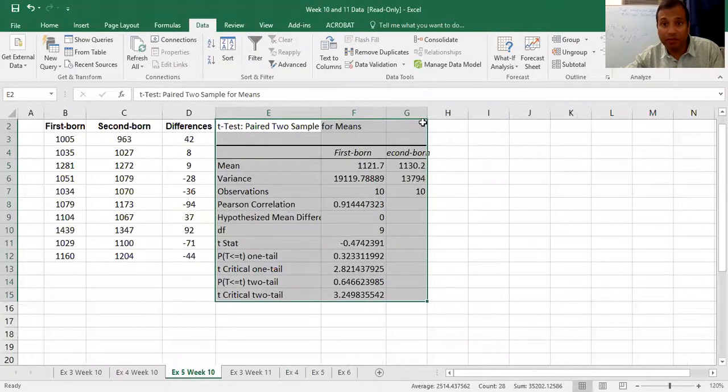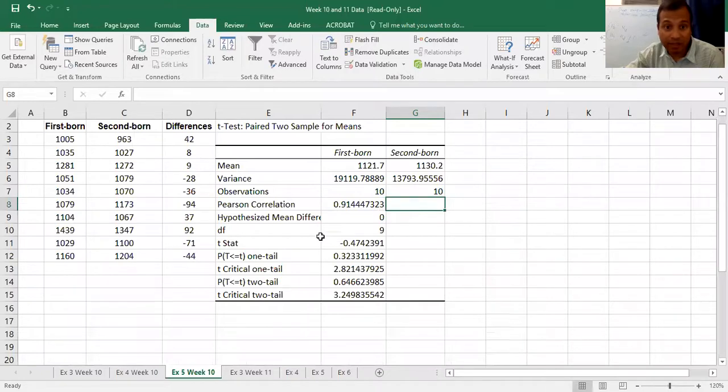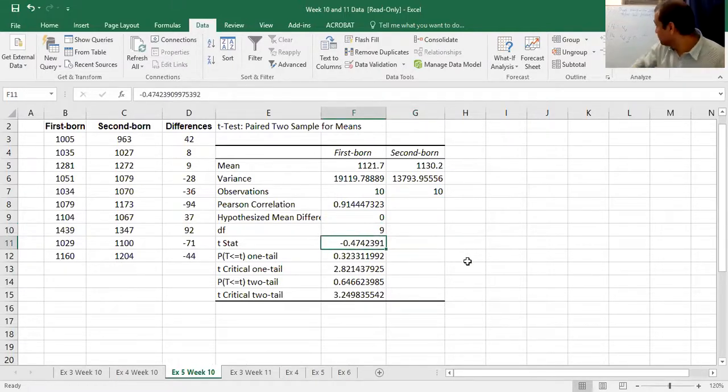The result is in front of you. First-born and second-born: mean value and variance are given, observations 10 and 10. What is the degree of freedom? Yes, it's 9, less than 10 plus 10. Now you got the t stat, minus 0.47. And what is the P value? This is again the case of two tail. So what is the P value for the two tail? 0.6466. And what is the alpha value? 0.01.